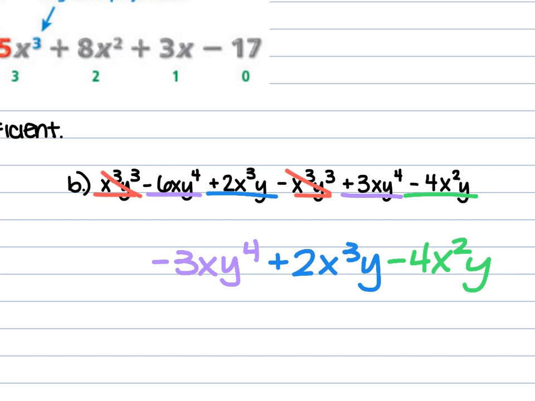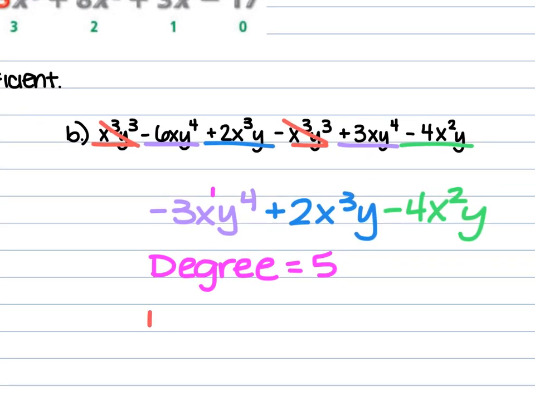Okay, so your degree here is going to be 5, because remember the x is 1, and 1 plus 4 gives us 5. Your leading coefficient is that negative 3.